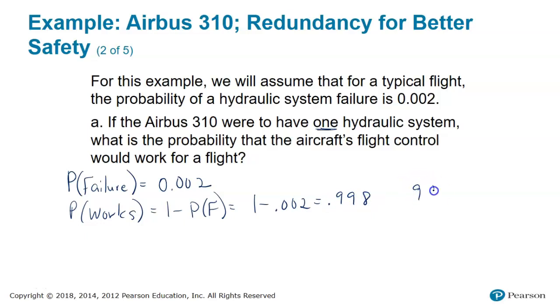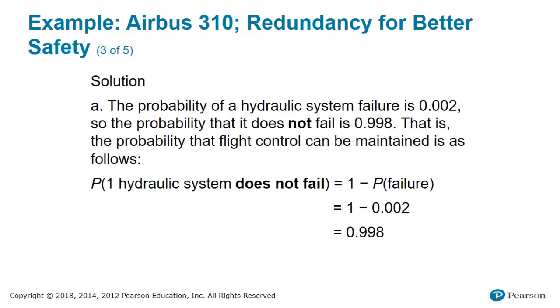So we have about a 99.8% chance that the airplane flies correctly, there's no problems, and everybody is able to be safe in their flight. The question becomes, when people's lives are at stake, is 99.8% good enough? So if we were to increase the number of hydraulic systems, let's see how that improves the safety of the flight.